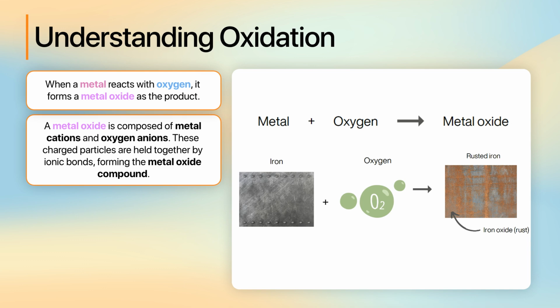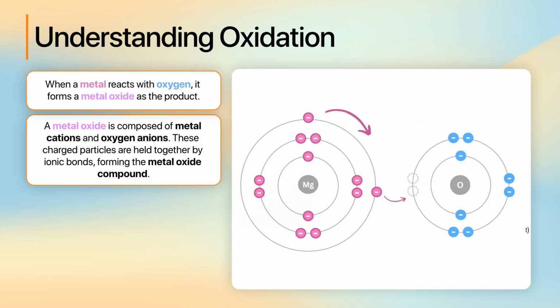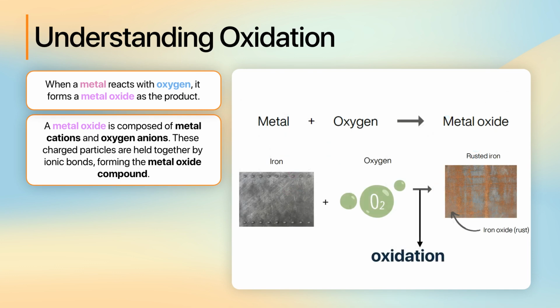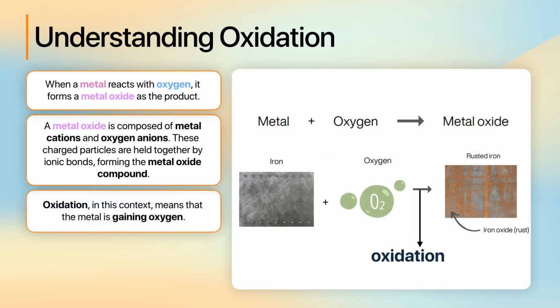In more precise terms, a metal oxide is composed of metal cations, positively charged metal ions, and oxygen anions, negatively charged oxygen ions. These charged particles are held together by ionic bonds, forming the metal oxide compound. It's essential to understand the chemical reaction that takes place during this process. When a metal reacts with oxygen, the metal undergoes oxidation. Oxidation, in this context, means that the metal is gaining oxygen.